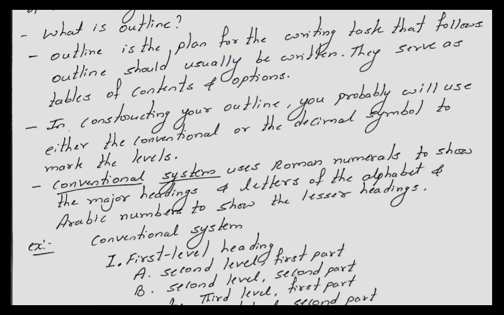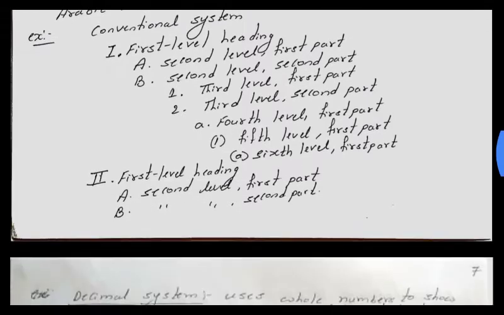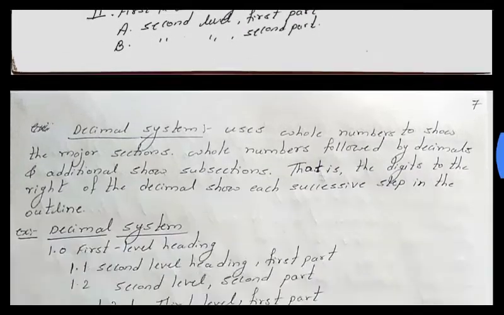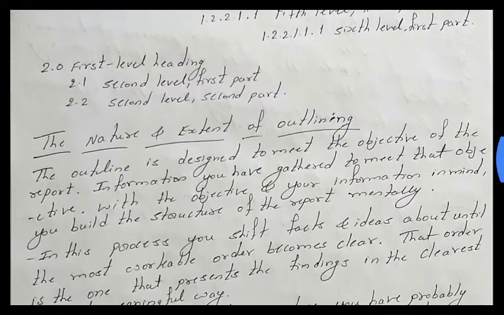Yesterday I studied that two different systems are there for representing your information. One is the conventional system, another one is the decimal system. This one is the conventional and this is the decimal system. Now we are going to see the next topic, the nature and extent of the outline.